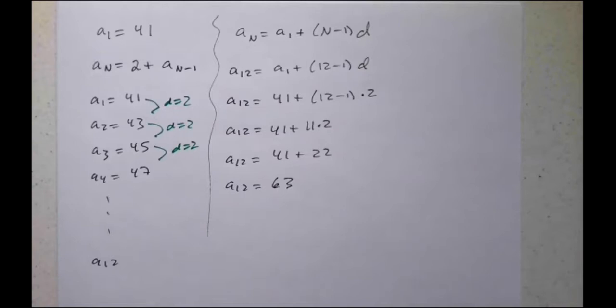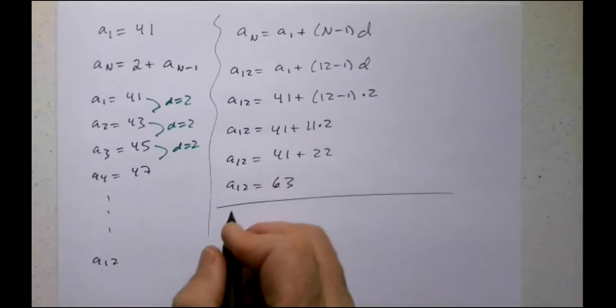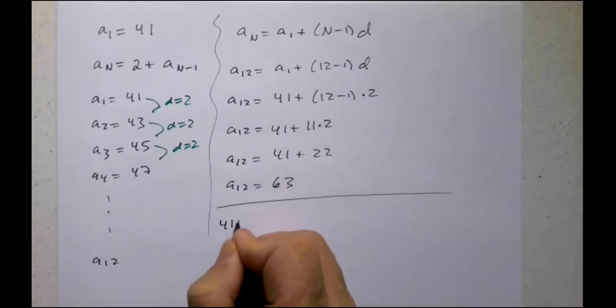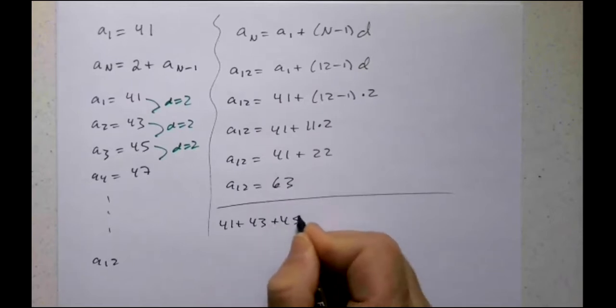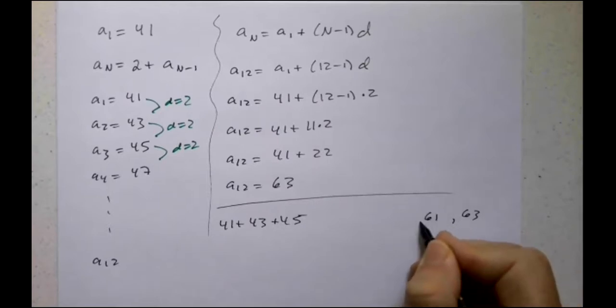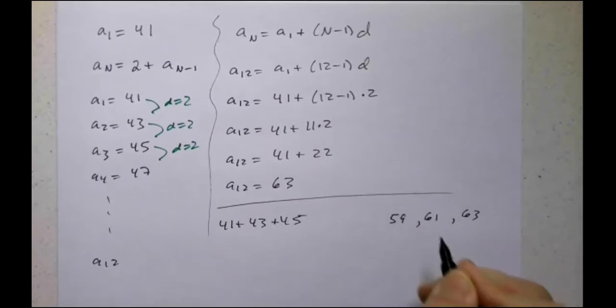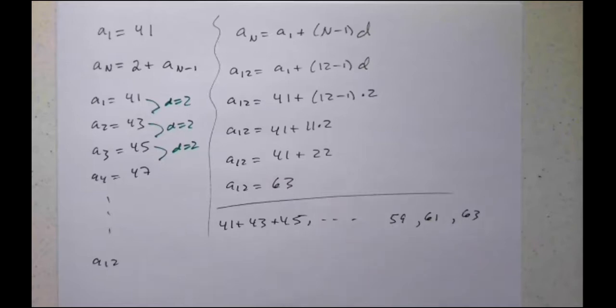But I've got to add all of these up. So we have 12 rows. First row, 41. Second row, 43. Third row, 45. 12th row, 63. Before that would be 61. Before that would be 59. There's 6 of them. So these dot, dot, dots, there's not that many in those, but it'll help us to see how this is going to work.